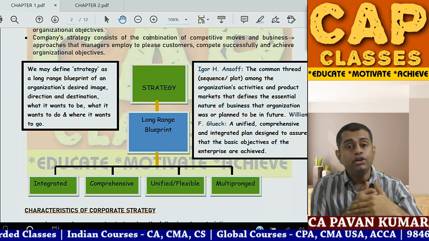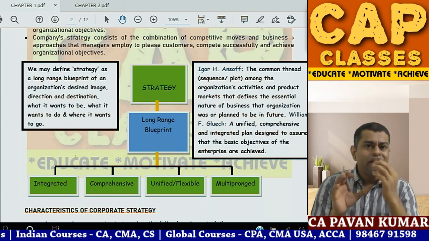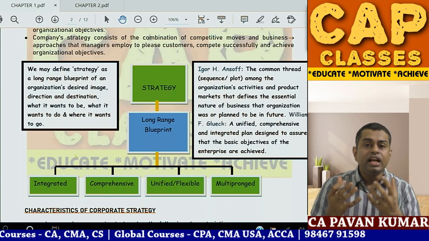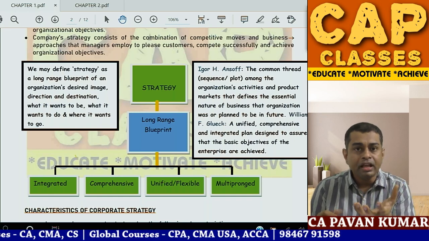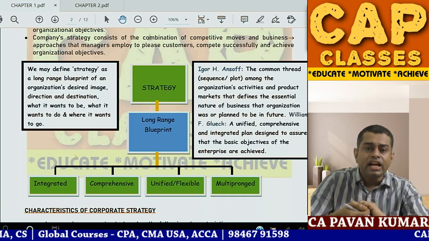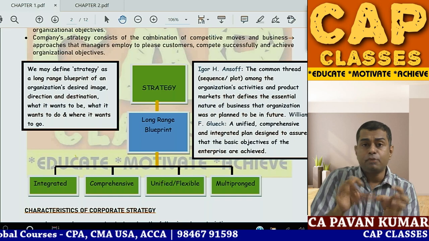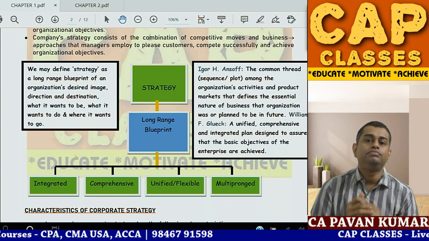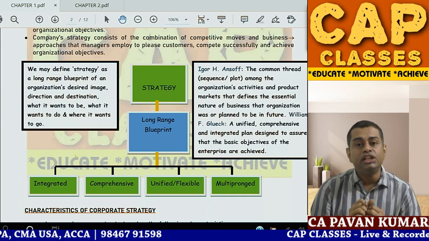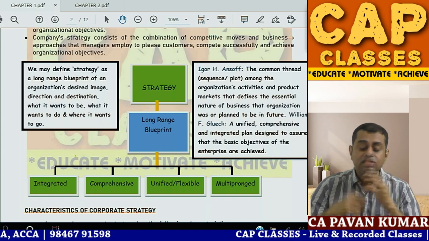Then they are saying it should be flexible. It will have so many multi-pronged, means so many angles it will have. It is a comprehensive plan. It is an integrated plan. That integrated means like SAP, like ERP. ERP has so many modules, but everything is integrated. So you'll have 100 plans integrated. Your one plan, marketing plan, shall not conflict with production plan. No, they should be together. Logistics management should not conflict with research and development or your financial management. Integrated. You understand? So this is strategy.